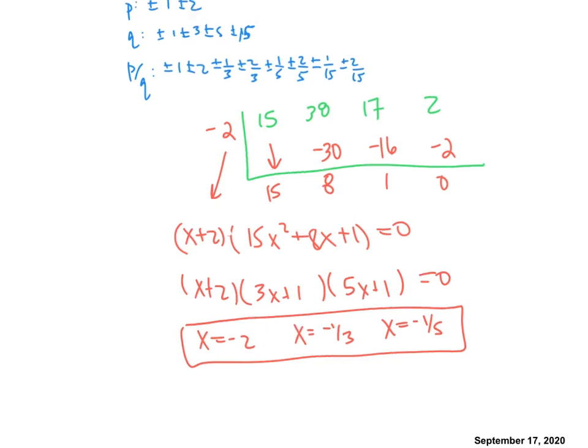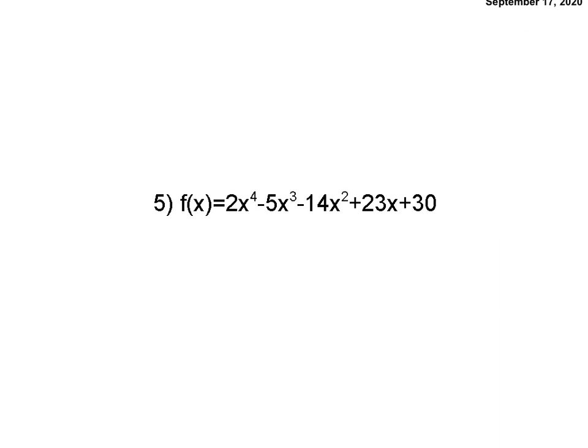All right, let's kick it up a notch. Now we're going to solve a 4th degree equation. Okay, so we have 2x to the 4th minus 5x to the 3rd minus 14x squared plus 23x plus 30. Let's list our p's over q's. P's are factors of 30. 1, 2, 3, 5, 6, 15, and 30.